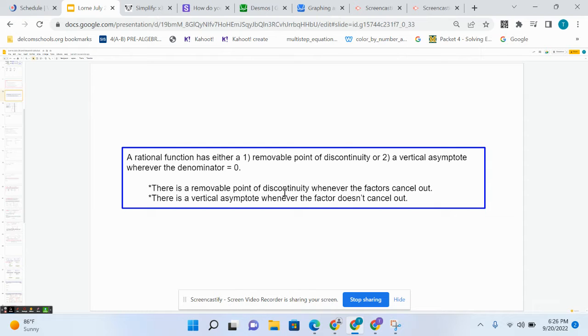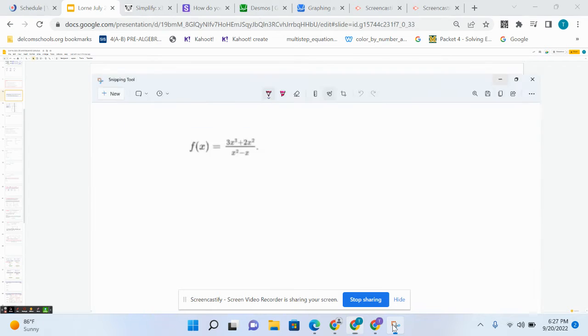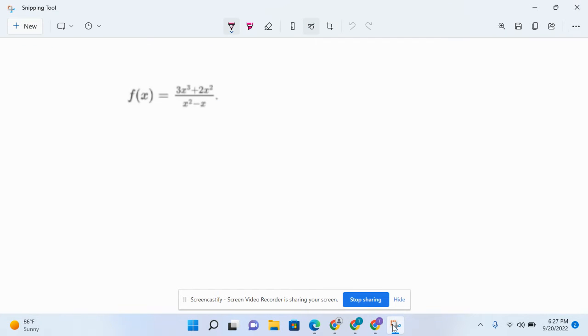There's a removable point of discontinuity if you have the same factor on the top and the bottom canceling out, and you have a vertical asymptote if there's not a canceling out of anything, like if you're left with 0 in the denominator and that factor does not go away. Okay, let's look at that problem in more detail. I'll try to explain better.